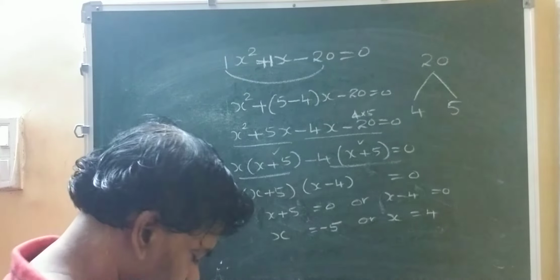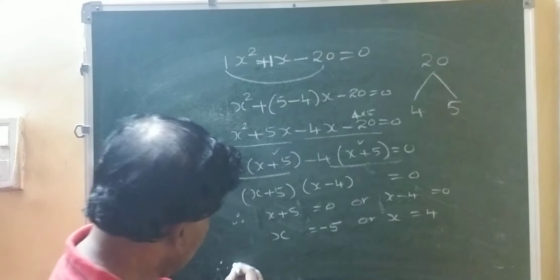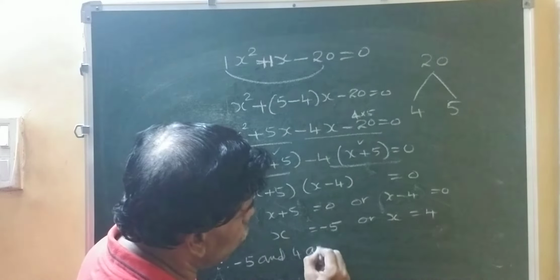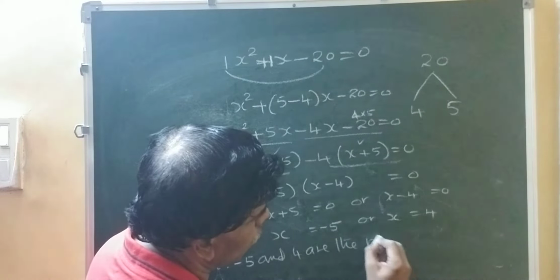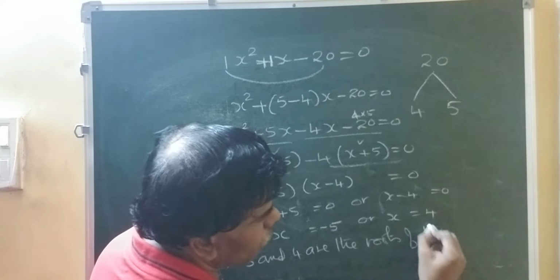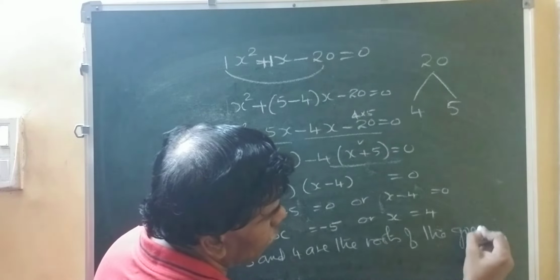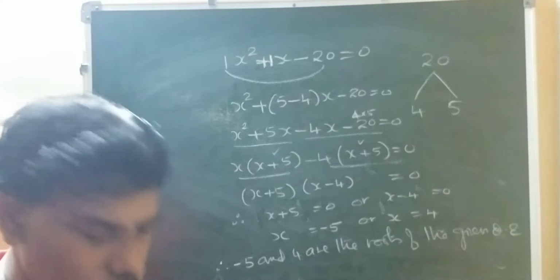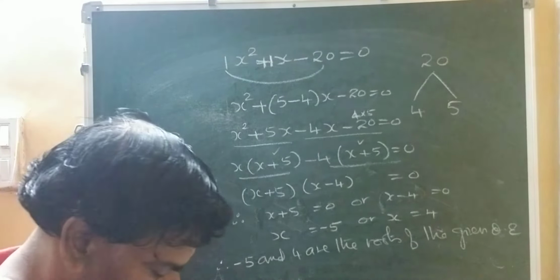Therefore, minus 5 and 4 are the roots of the given quadratic equation. Any doubt? It's very simple. Yeah. Now next one we will see.